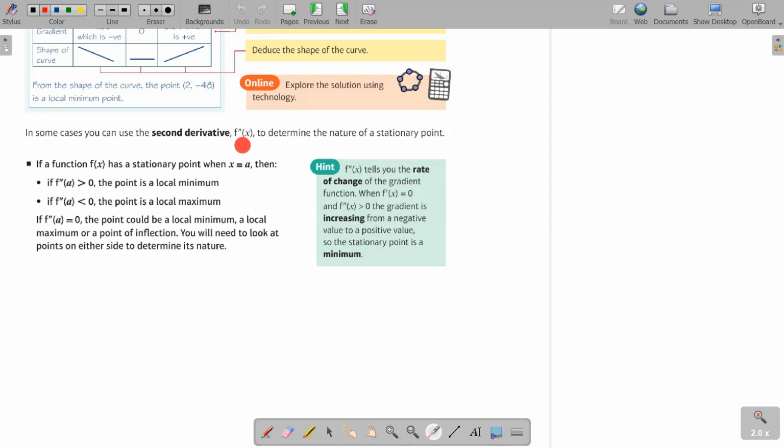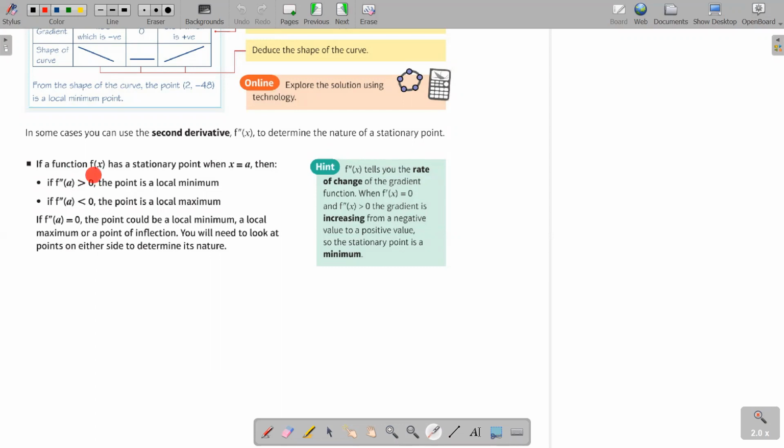They say in some cases you can use the second derivative f double dash x to determine the nature of a stationary point. What do you mean by the nature? What are the natures of our stationary points? We have maximums, we have minimums, and we have points of inflection. Those are the three we have, right? So we can use the second derivative to determine whether it's a minimum, a maximum, or a point of inflection.